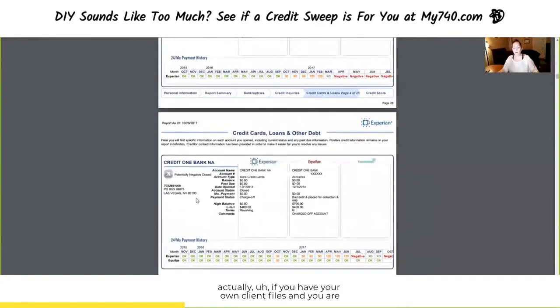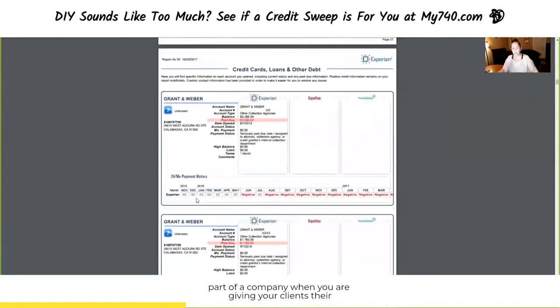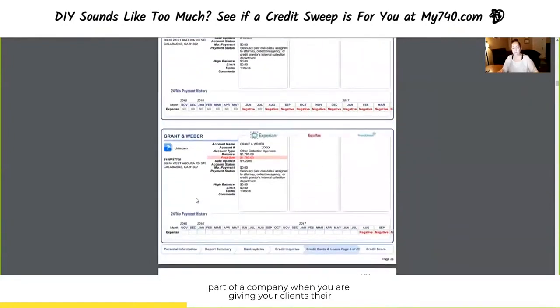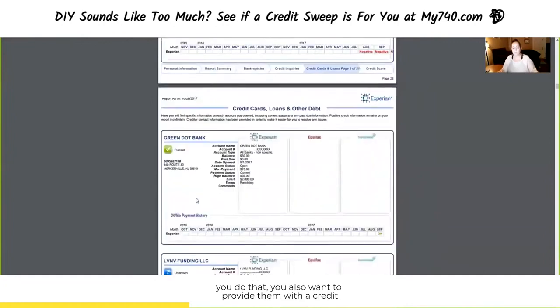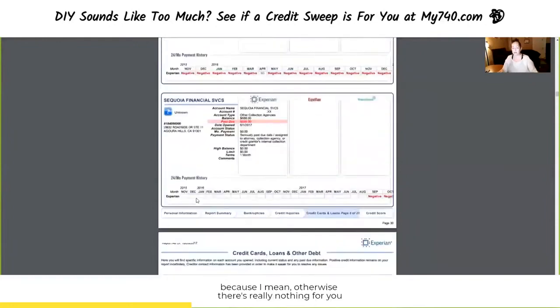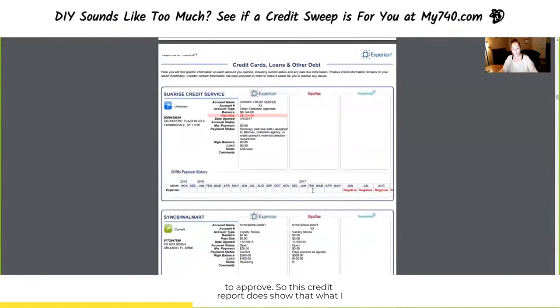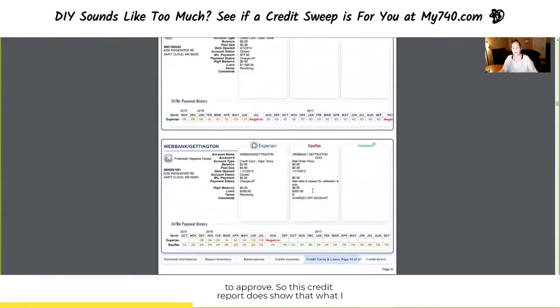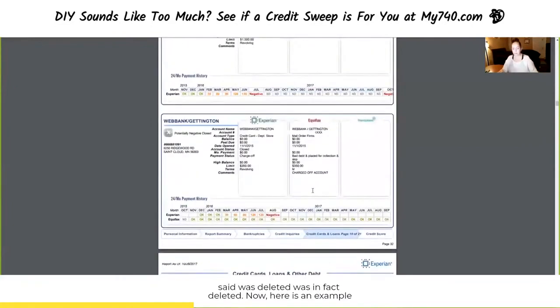Now, if you have your own client files and you are part of a company, when you are giving your clients their disputes, or if you don't even give them the disputes, you tell them what was deleted and what's still in progress. However you do that, you also want to provide them with a credit report that backs up whatever you're saying was deleted, because otherwise there's really nothing for you to prove. So this credit report does show that what I said was deleted was in fact deleted.